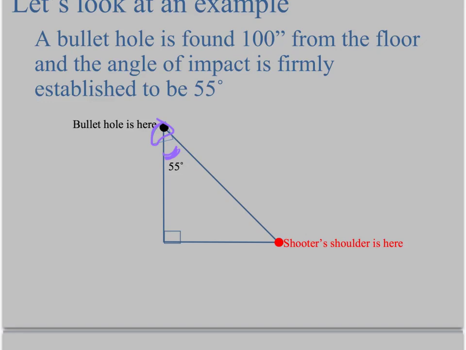We know that the shooter's shoulder is, if the bullet came and traveled along this path, then we know that this is where the shooter's shoulder had to be while they were shooting their gun. So this is the point where our shooter's shoulder was.